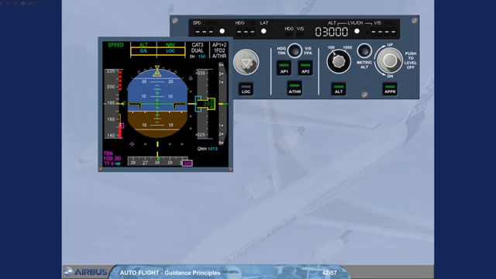Localizer and glide slope can be armed using the approach mode push button, provided the ILS and radio altimeter are not faulty, aircraft is above 400 feet, and ILS frequency and course are set identically on both receivers.